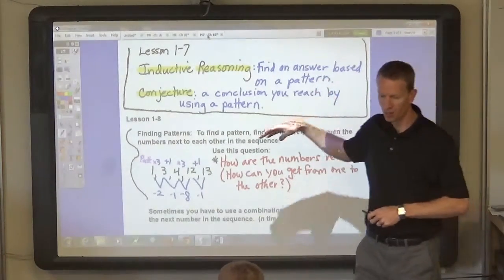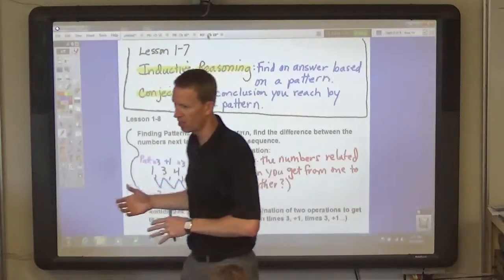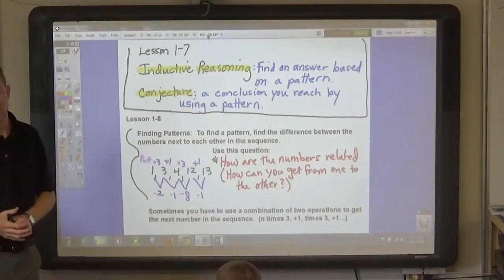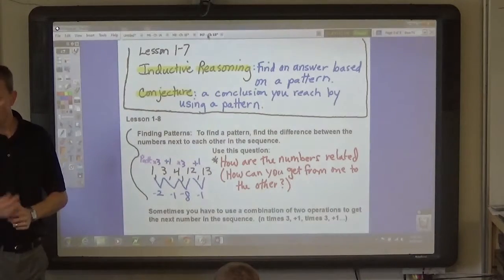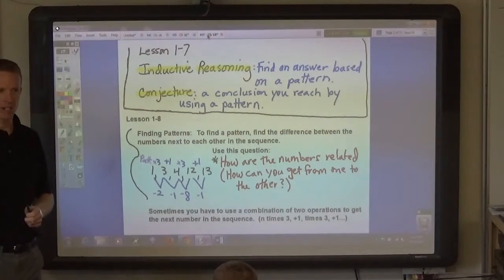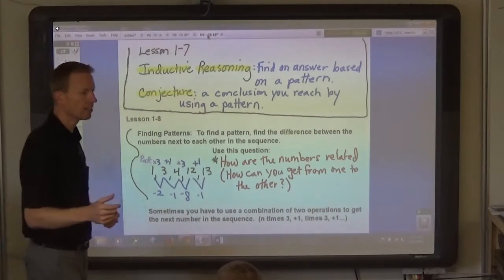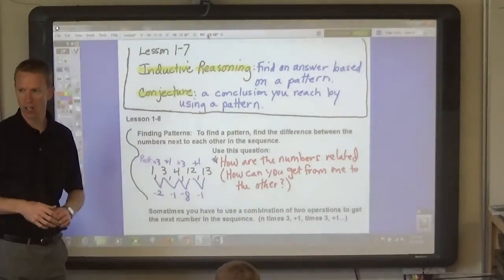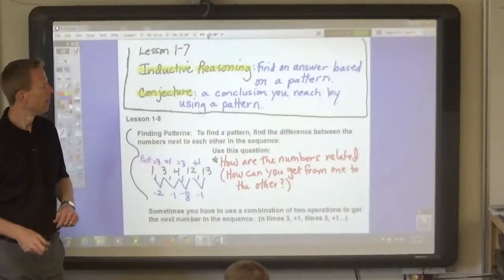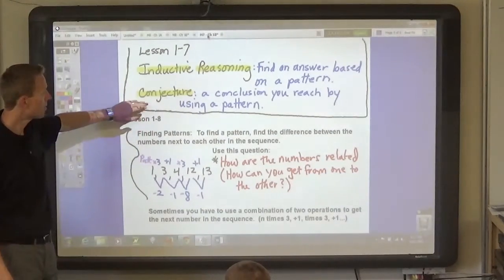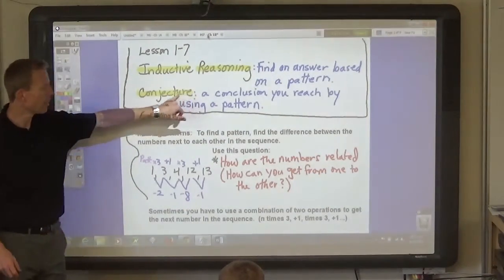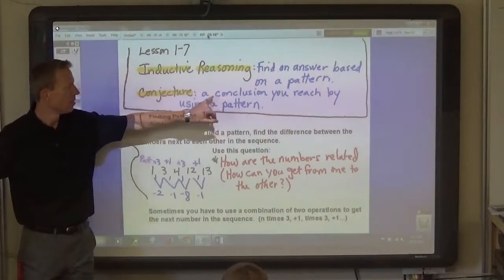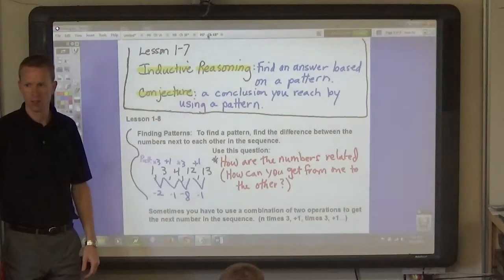And we're going to learn a lot of patterns this year. You're going to recognize patterns when you're looking at equations and expressions. And hopefully you'll get good at recognizing the kind of equation or expression that it is, and then using a pattern procedure for solving it. Okay? Sometimes you have to use or make a conjecture, which is a conclusion that you reach by using a pattern.